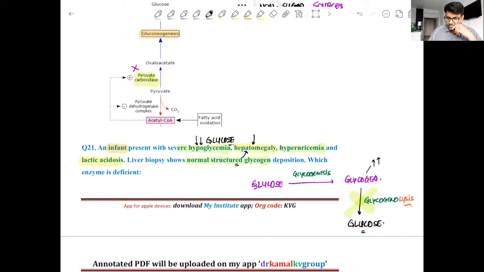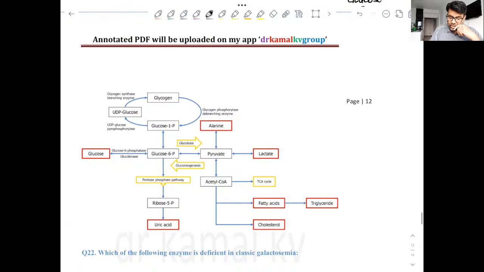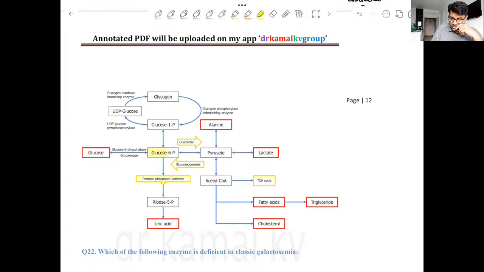Clear? And this can divert into formation of uric acid, so there will be excess uric acid. So this all happens in GSD1, that is von Gierke's disease. So see, this glucose 6-phosphate has to be converted into glucose by the enzyme G6P, that is glucose 6-phosphatase. And if there is deficiency of this enzyme, the condition is known as glycogen storage disease 1, especially A, and that is von Gierke's disease.